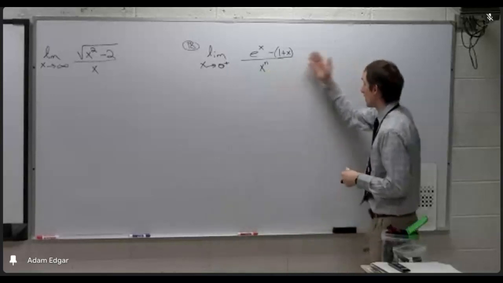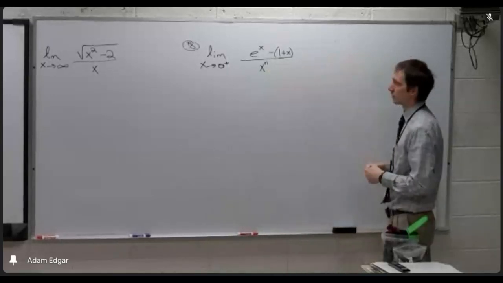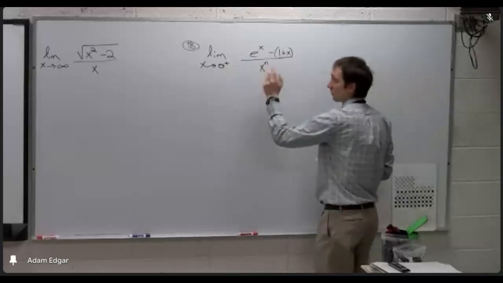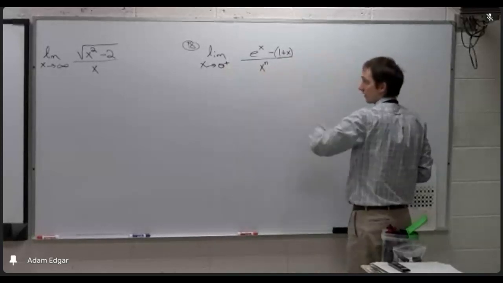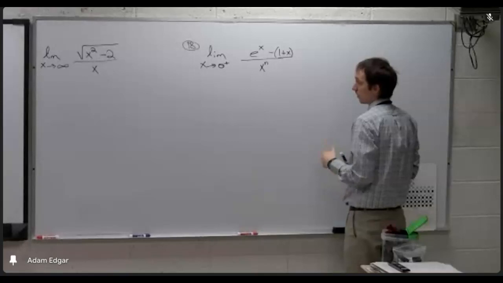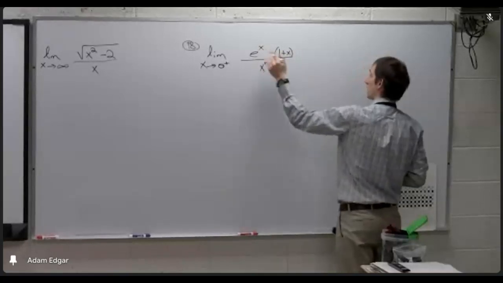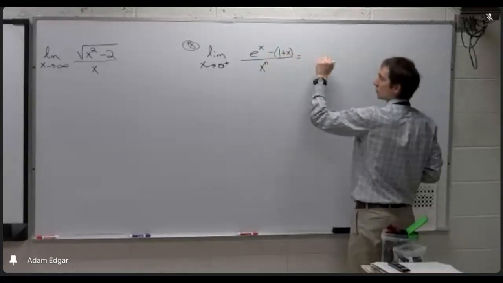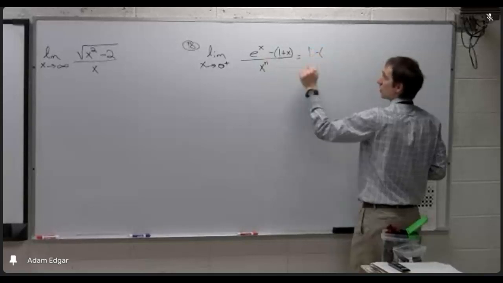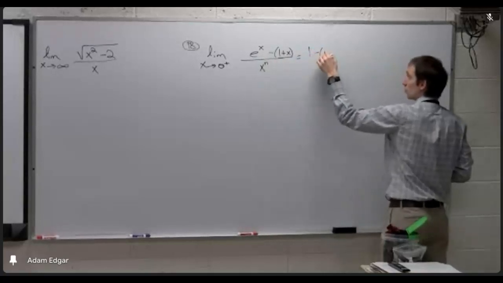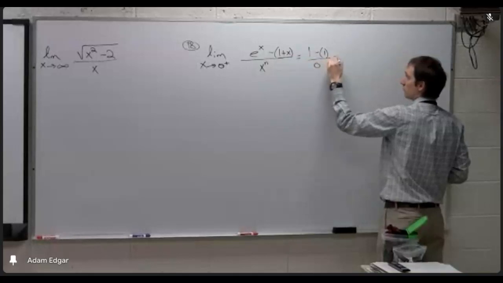So we have a request here for 18. I think this fits into the bill. So if you plug 0 in for x, what do we get in the denominator? 0. And if we plug 0 in for x in the numerator, we have e to the 0 is 1, minus 1 plus 0 is 1. So we have 0 over 0.